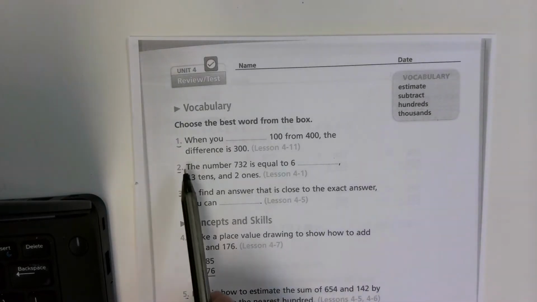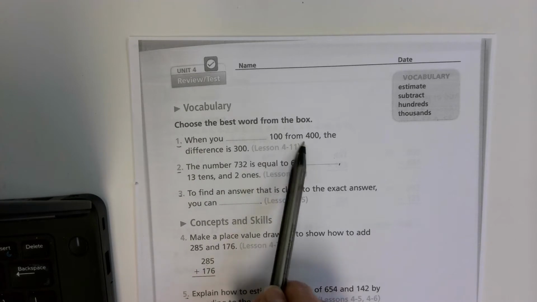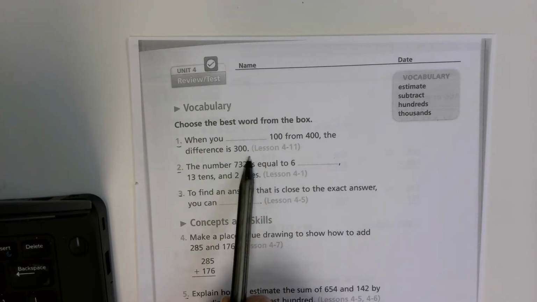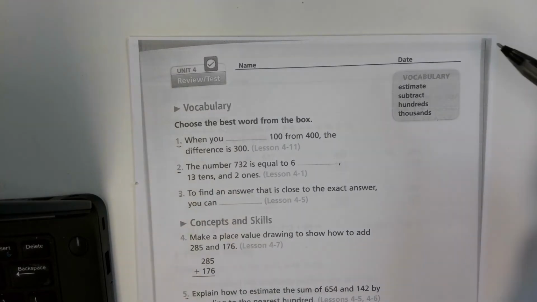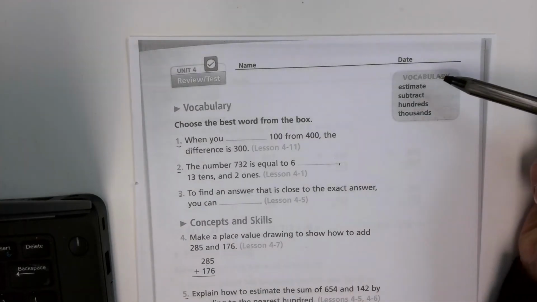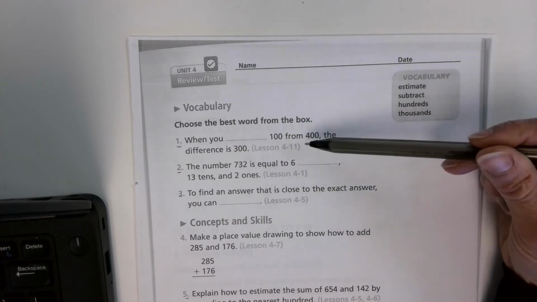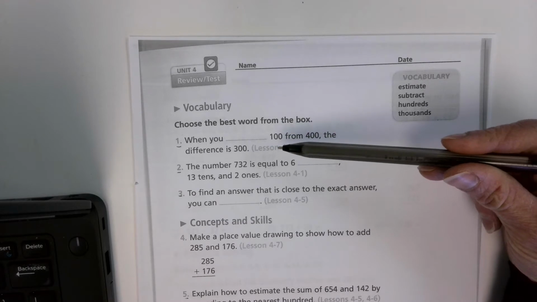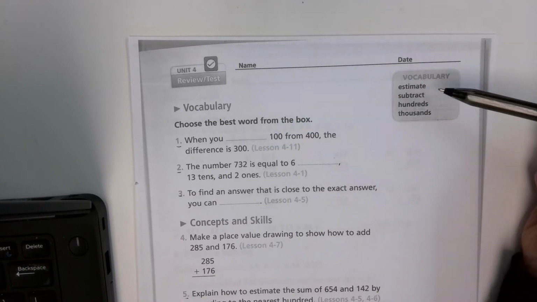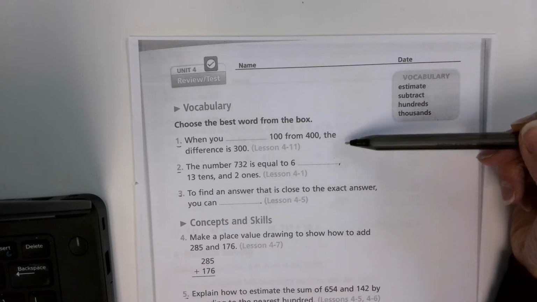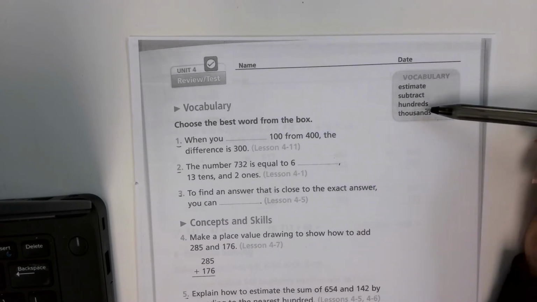So number one, when you blank 100 from 400, the difference is 300. I would just choose a word and fill it in and see if it makes sense. When you estimate 100 from 400, the difference is 300. That doesn't make any sense, so I know the word's not estimate. When you subtract 100 from 400, the difference is 300. Well, that makes sense, but let me try all my choices.